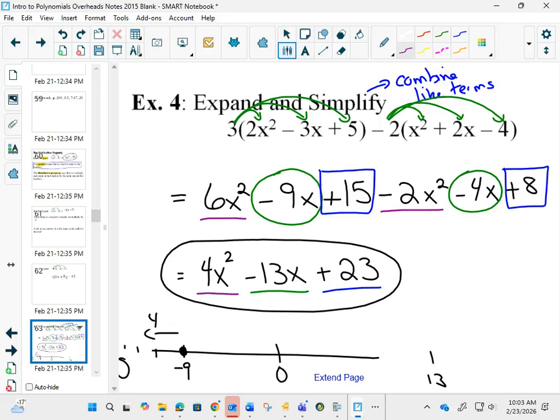Any more questions? Is that good? Would we have to answer that question like this? The circle part is the answer. It has been expanded and it has been simplified.